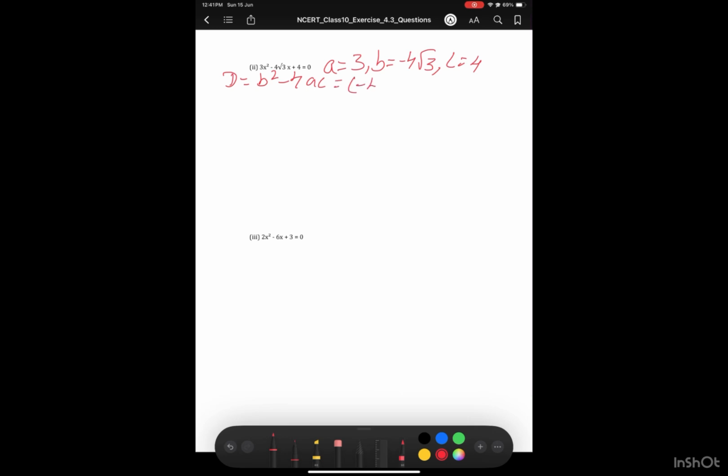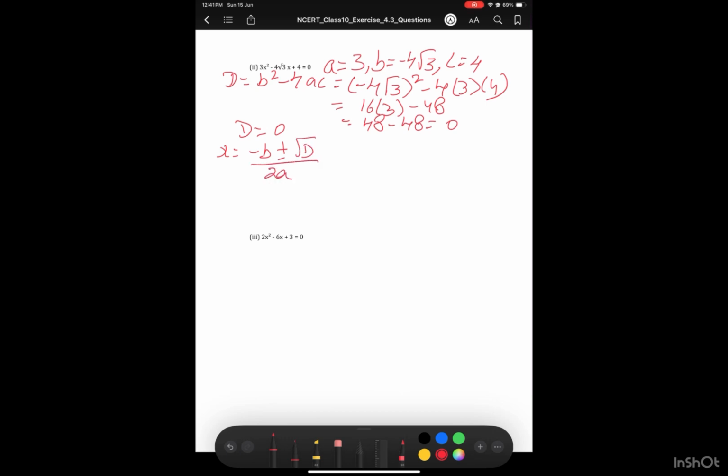So D is B square minus 4AC. In place of B, I have minus 4 under root 3 whole square minus 4, in place of A 3, in place of C 4. Simplify: minus 4 square is 16, root 3 square is 3. 4 into 3 into 4 is 48, 16 3s are 48, 48 minus 48 is 0. So D is equal to 0, and I'll have two equal roots which are going to exist.